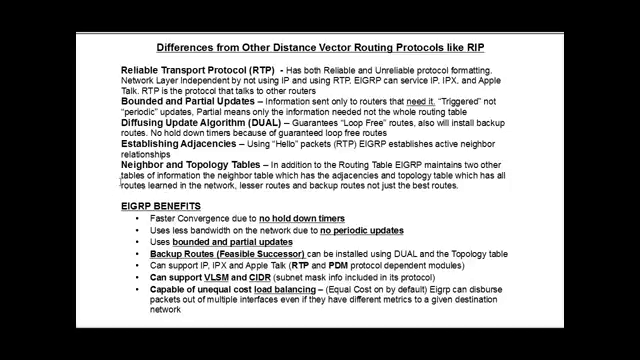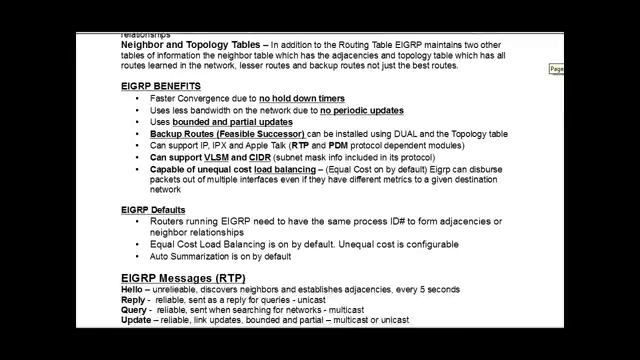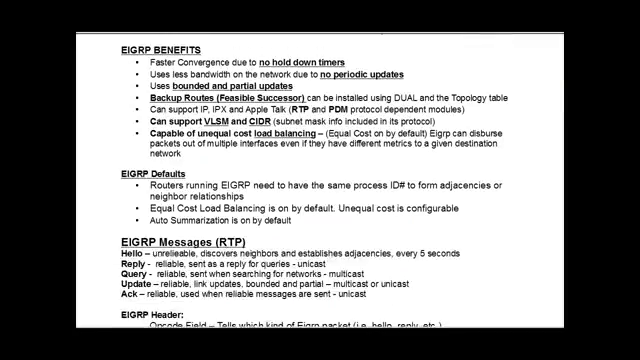And oftentimes when you're learning about EIGRP, it'll say it maintains 3 databases or 3 tables. That would be the routing table, the neighbor table, and the topology table, which has all of the routes, even the backup routes. EIGRP benefits is a little bit similar to this last one. EIGRP has faster convergence due to no hold-down timers, which RIP has.